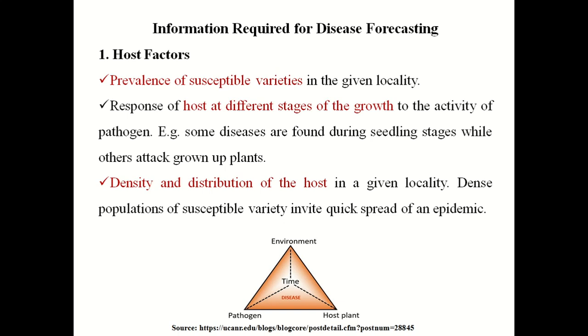Now, before forecasting any disease, certain basic information is required. Here one photograph is given. We all know that this is the photograph of the disease triangle. The disease triangle has three components: susceptible host, virulent pathogen and favorable environmental condition. The fourth component is time. And nowadays a fifth component of the disease pyramid is also given, that is human. So all these five components are interrelated with each other for disease development. If any of these components is weak, then the disease may not develop. So before forecasting any disease, certain basic information is required from these components. We see them one by one.